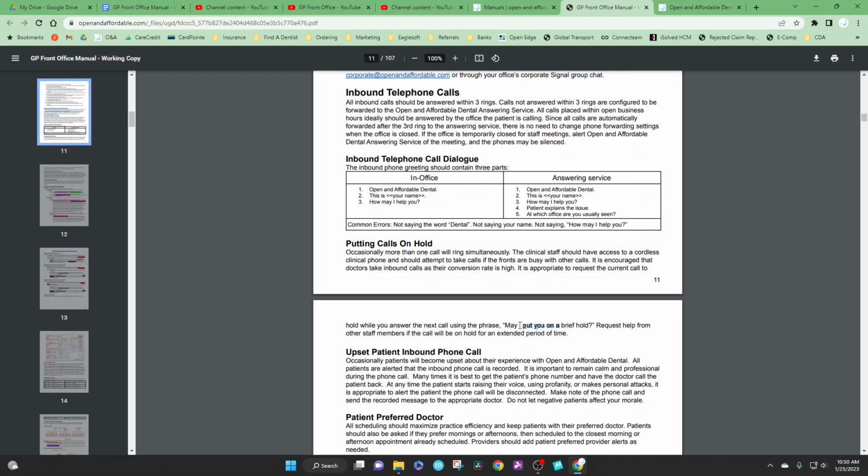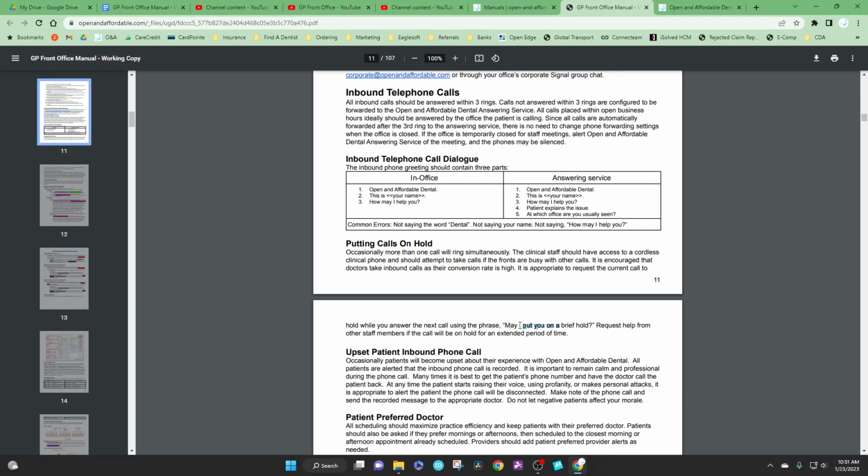If at any point the patient starts raising their voice, yelling at you, using profanity, or making personal attacks, it's appropriate to alert the patient that the phone call is going to be disconnected. And then again, just make a note of the phone call and the time that it was received, and we can listen to that later and see if there's anything that we can do. But ultimately, it is the doctor's responsibility to take care of that.